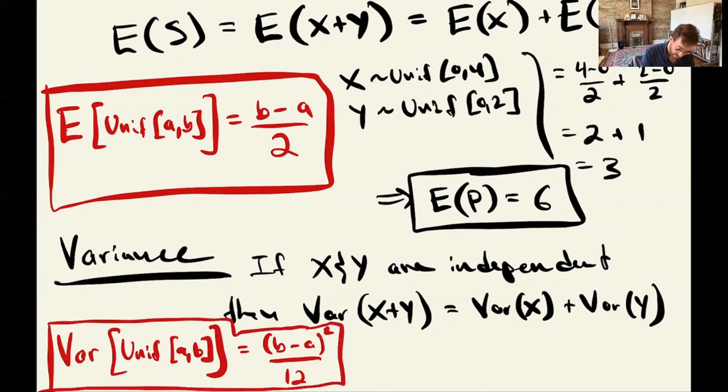So in our example here, we know that a is 0 in both cases. B is either 4, so that's going to be 16 over 12, or over here B is 2 and A is 0, so this ends up being 4 over 12. So this ends up equaling 20/12 for the sum.